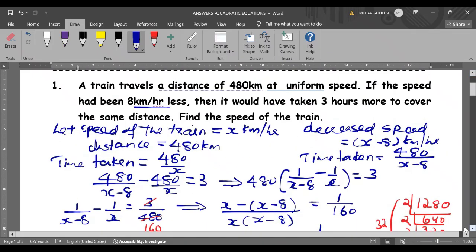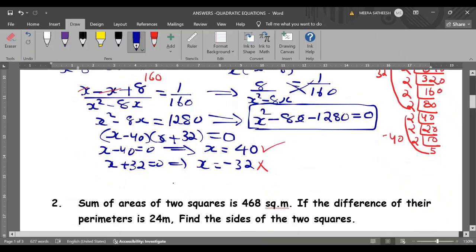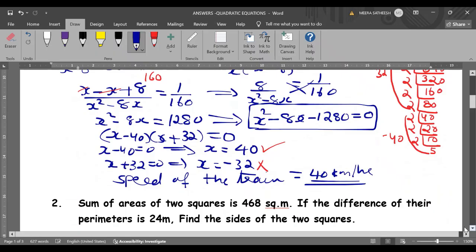The speed of the train. So the original speed of the train is 40 km per hour. So concluded. Speed of the train equal to 40 km per hour. That's all. Clear?